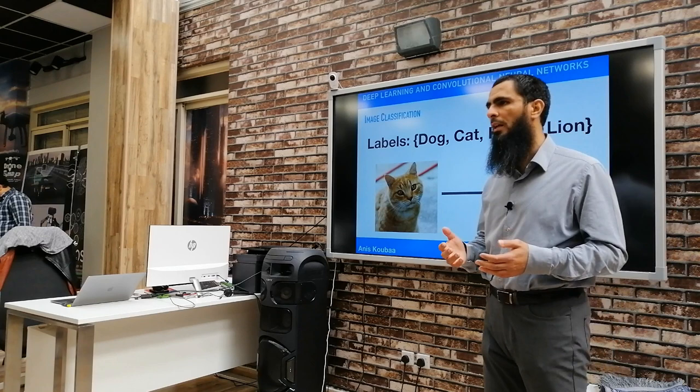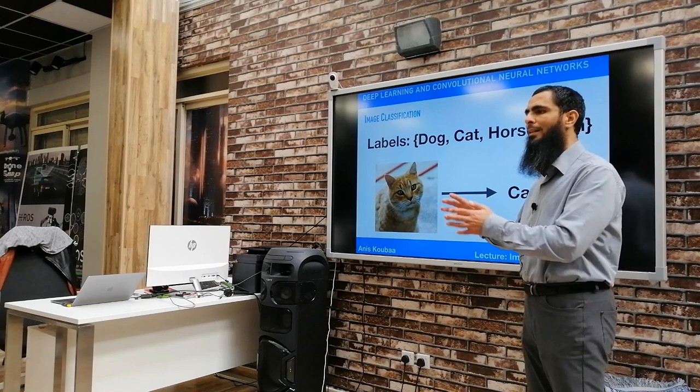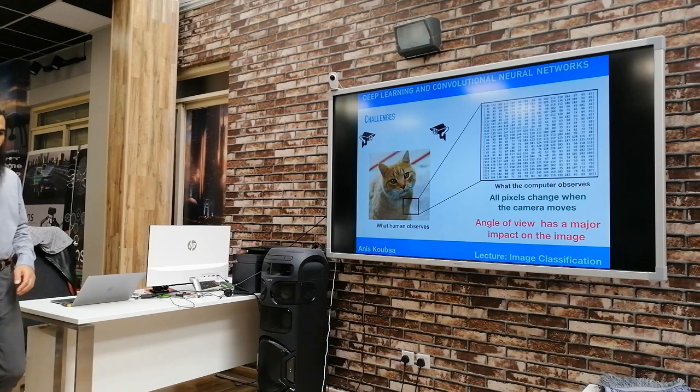So we can have different labels, like dog, cat, horse, or lion, and then based on an image as an input and a trained model, the trained model should be able to provide, with certain accuracy and precision, the correct label of the image. Now, of course, the problem in itself is very challenging.